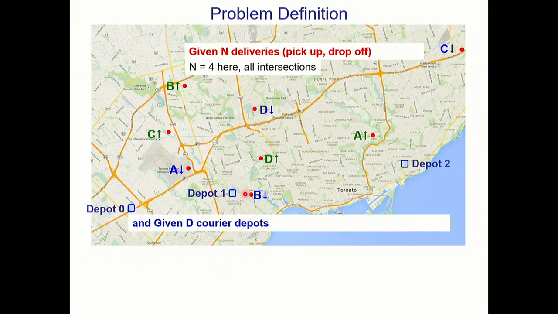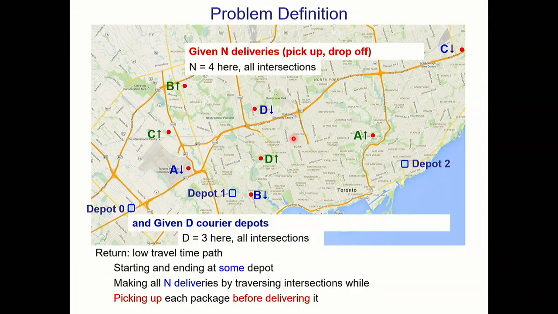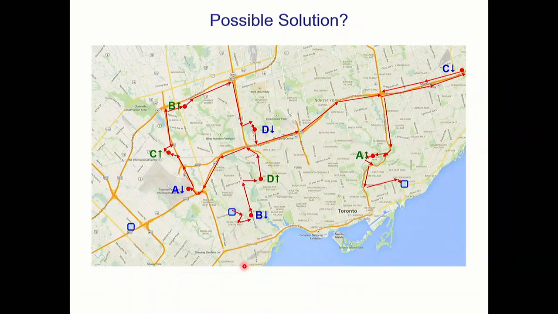Okay. So we're going to mark the number of depots by D from now on, and the number of deliveries to make by N. So in this case we have 3 depots and 4 deliveries. And as I said, you have to pick up each package before delivering it. That's the only constraint you have.